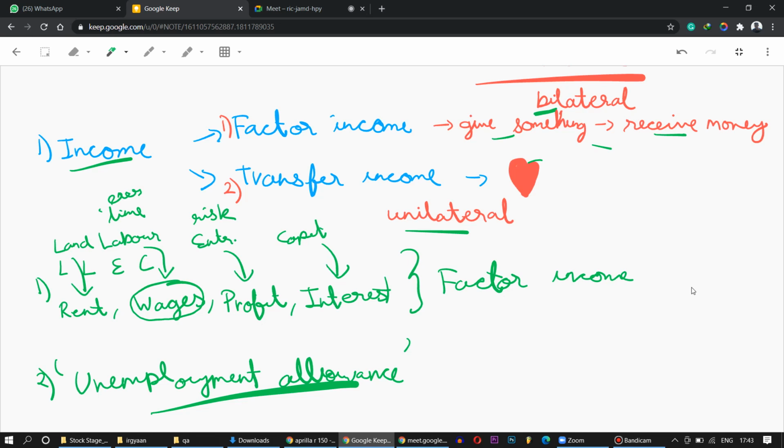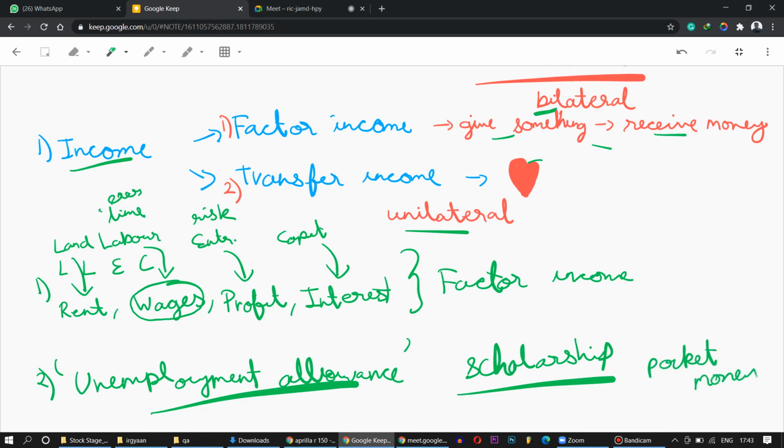Transfer income: unemployment allowance. If you're unemployed, you get this. Or scholarship. You did not have to do any of these factors. You did not have to go to some company and say, here is my labor, I worked 10 hours for you, give me a scholarship. No. Scholarship is given on the basis of merit. There's no transfer of factors here. So scholarship is a transfer income. We love that. Then pocket money.